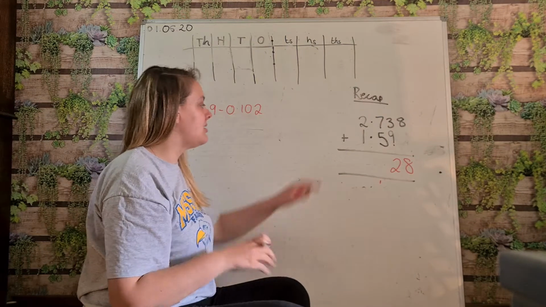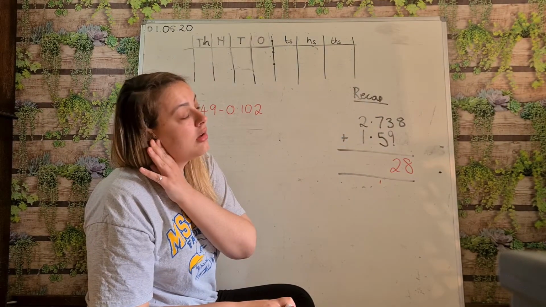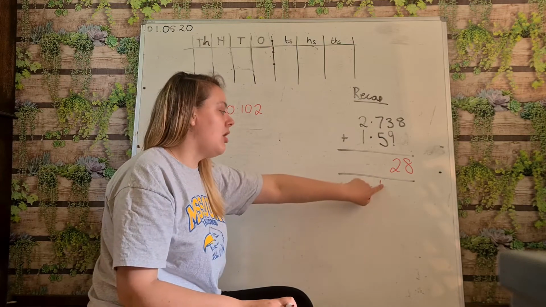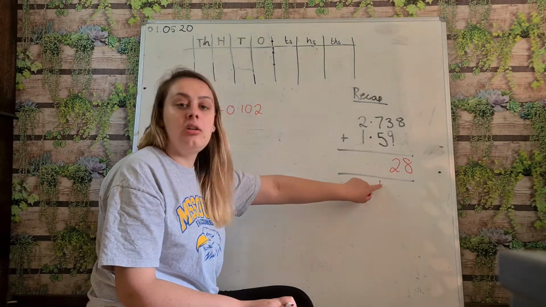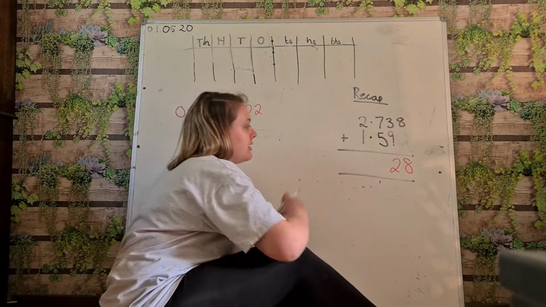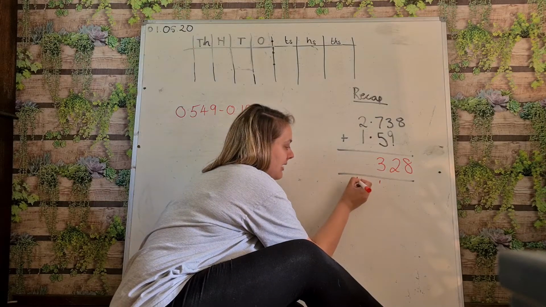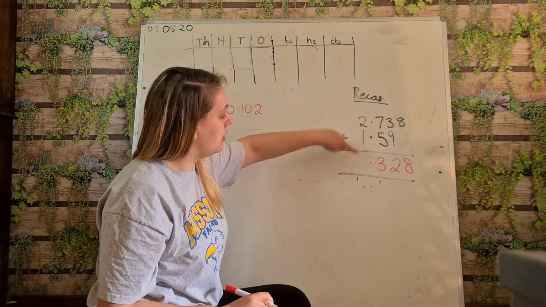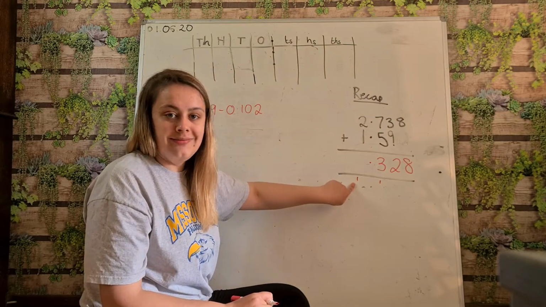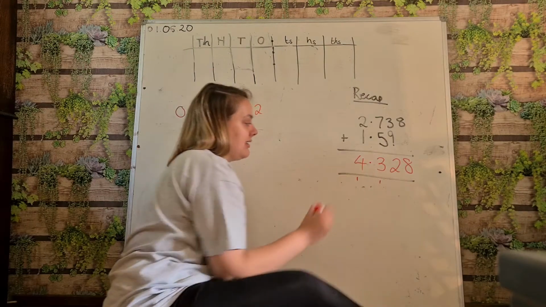Don't forget to do that. 7 add 5 is 12. What do we need to do there? Brilliant. Add on that 1 that we've exchanged over. So 12 becomes then 13. We do the same again. We exchange that over. So now I've got 2 add 1 in my ones column. So that is 4. Fantastic.